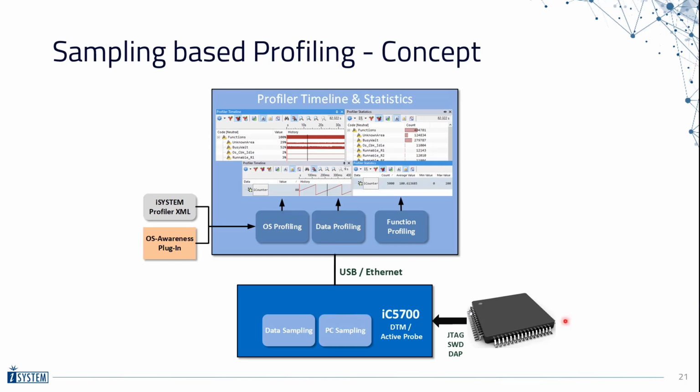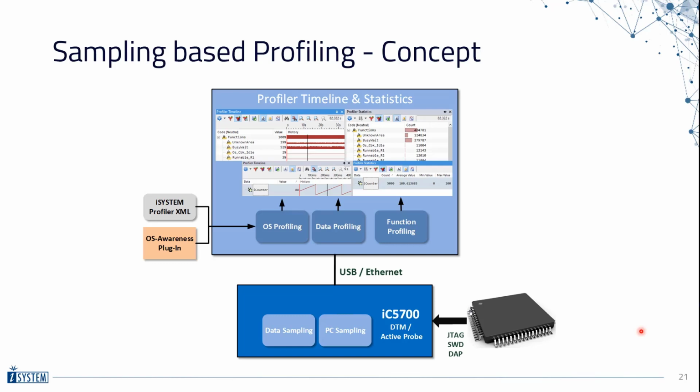Here the data is obtained by sampling specific memory locations or the CPU program counter, meaning the debugger reads out these objects via the debug interface. So the obvious advantage is that this approach does not require any dedicated trace hardware, such as special emulation devices or trace adapters.